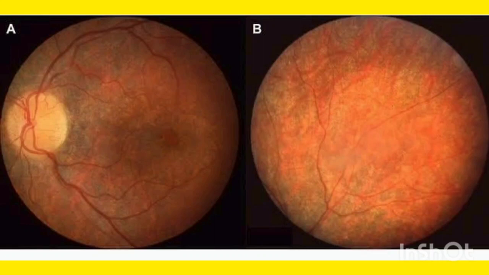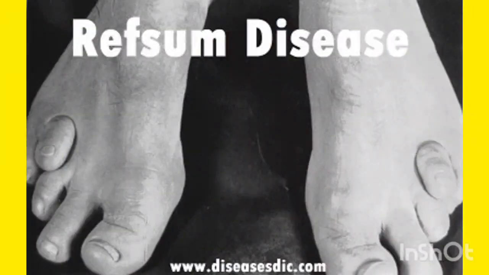You can remember R for retinitis pigmentosa, R for Refsum disease. Refsum disease is also associated with some bony deformities. You can see the picture. This is the picture showing some bony deformities of the toes. This is one of the features of Refsum disease.